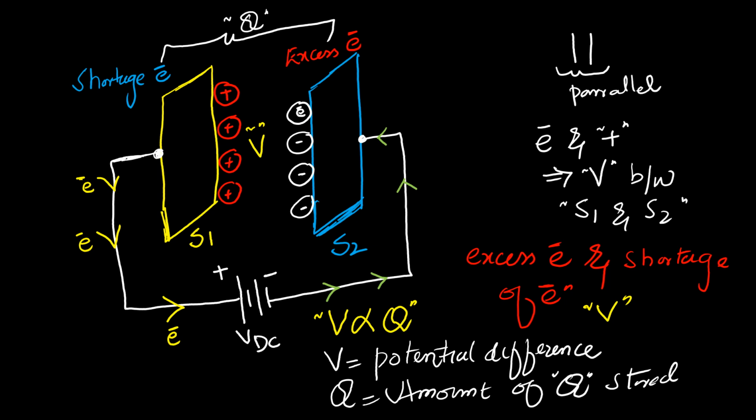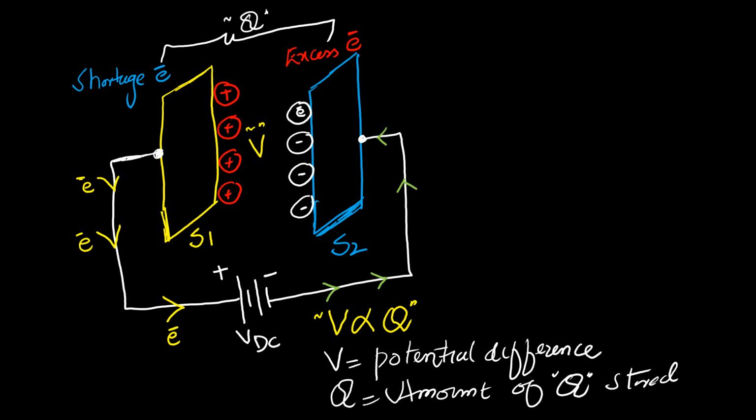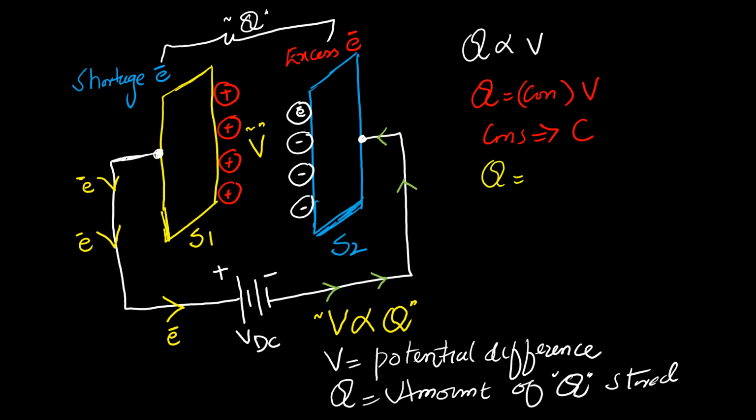Now we can write it mathematically as Q is directly proportional to V. To remove the proportionality symbol, we need to write Q is equal to a constant times V. The constant for a capacitor is known as C, the capacitance of the capacitor. So the equation becomes Q = CV.